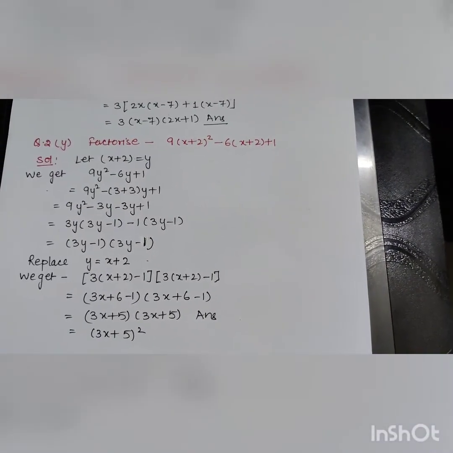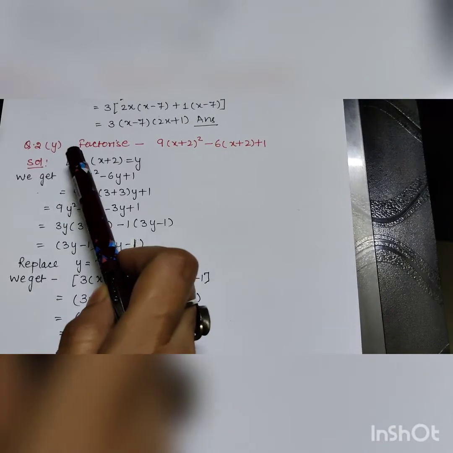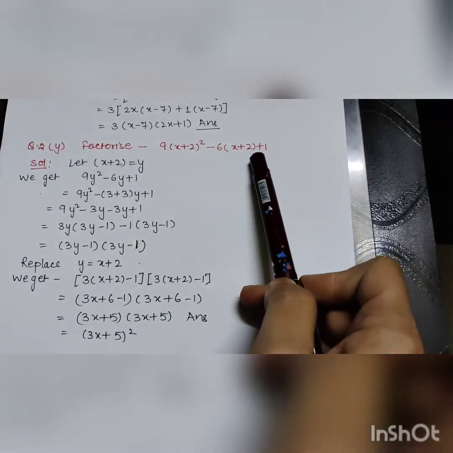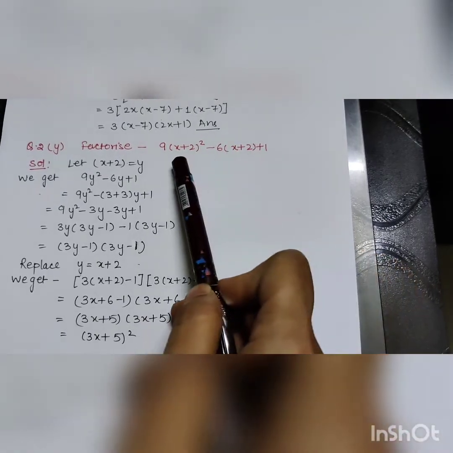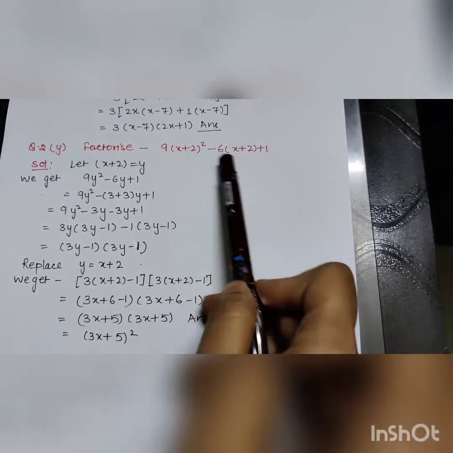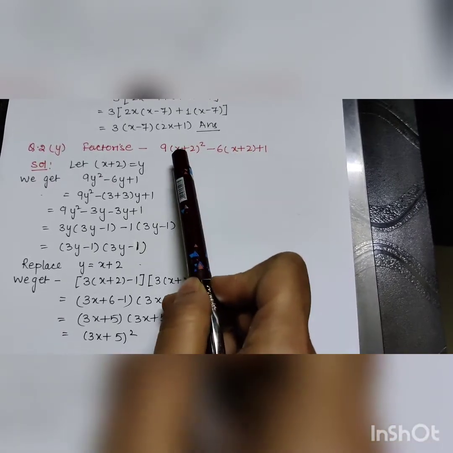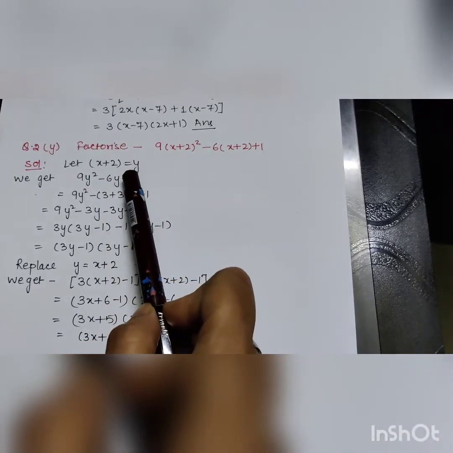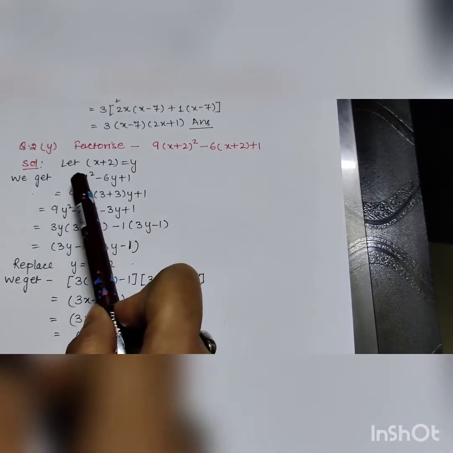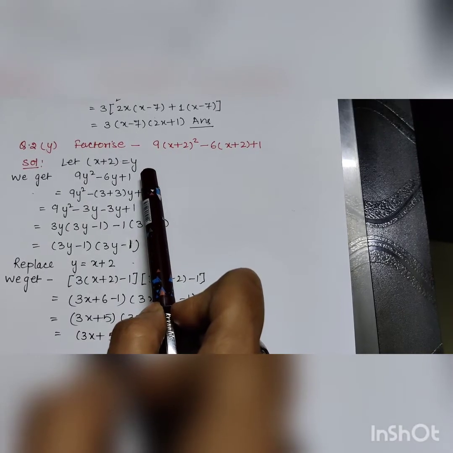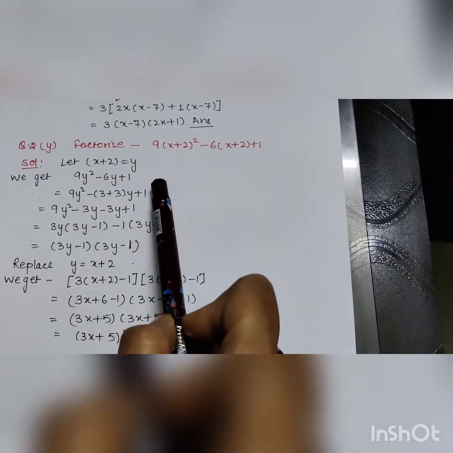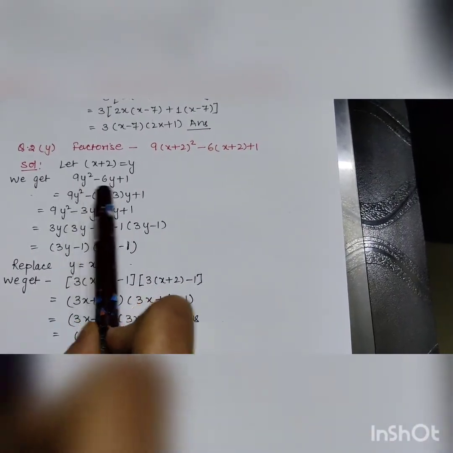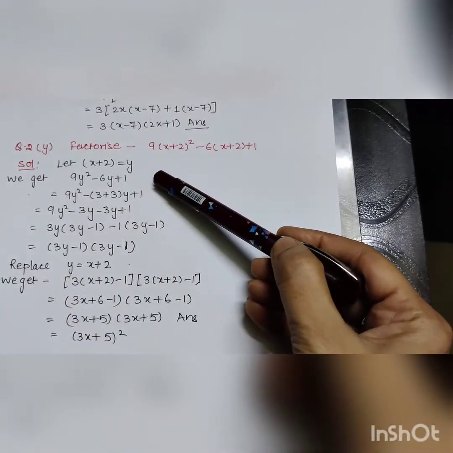Now here, question number 2, y part. Factorize 9 into x plus 2 whole square minus 6 into x plus 2 plus 1. So this question can be done if we put x plus 2 equal to some other variable, y. So let's assume that x plus 2 is equal to y. Substitute y in place of x plus 2 in this given expression. After putting, we have got 9y square minus 6y plus 1.